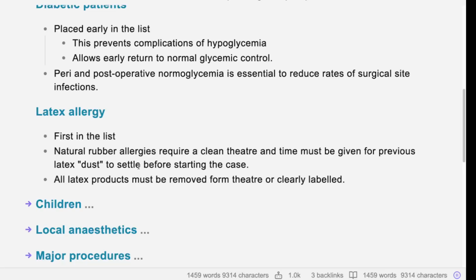So first on the list again, they could be first on the list if they have latex allergy, and natural rubber allergies require a clean theatre at the time of the procedure.